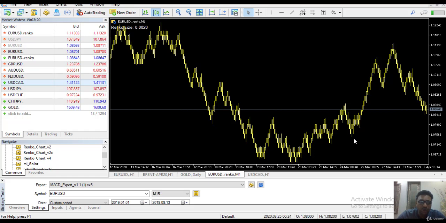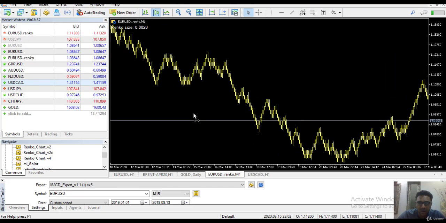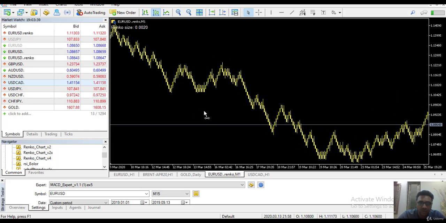So here's our Euro USD chart with the 20 pips brick size, or the 200 pips brick size. And immediately we can see this is the downtrend, lower lows and lower highs. And this area is the uptrend. So let's find out how you can use them with support and resistances.